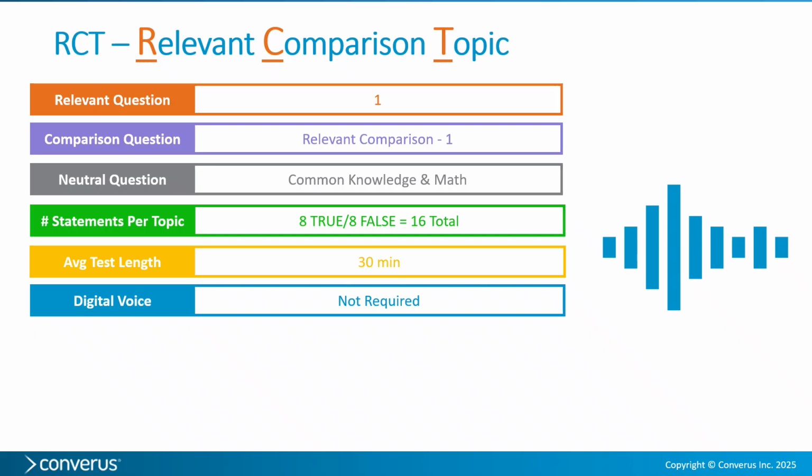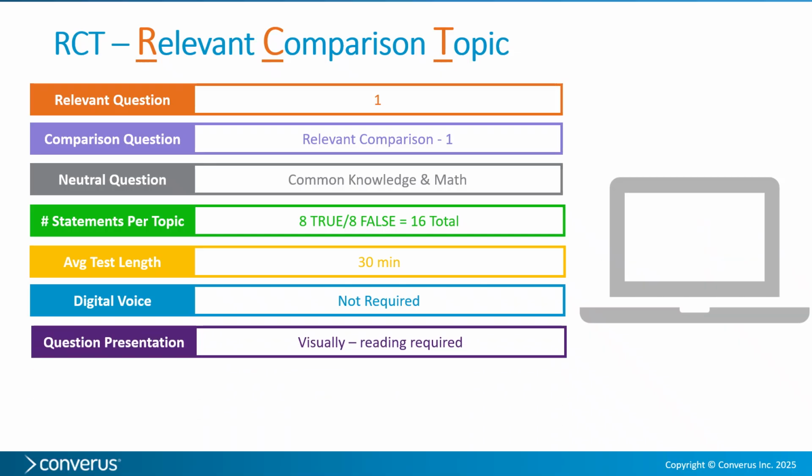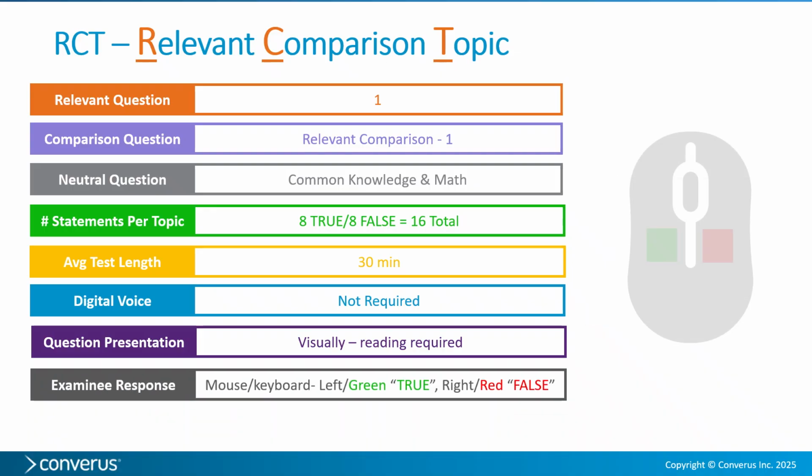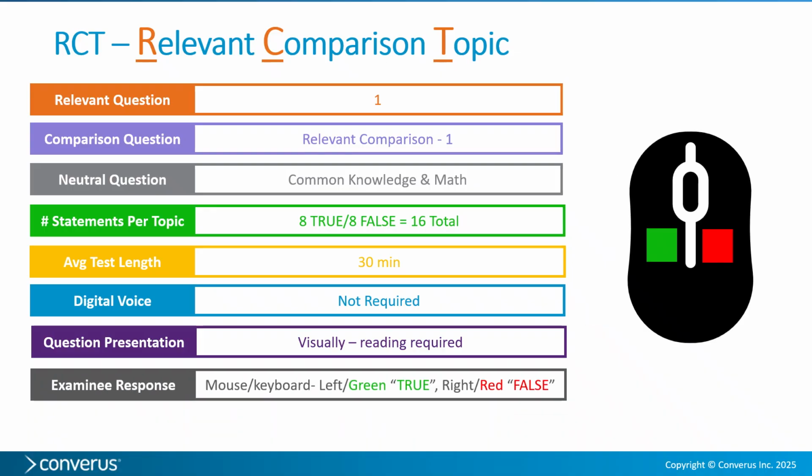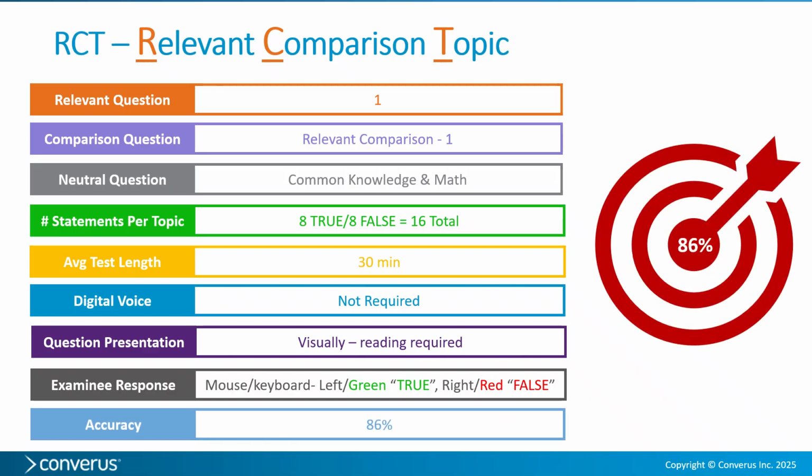aloud the pre-test instructions. The test questions are presented visually, and so reading is required. The examinee responds the same way as MCT with clicking the mouse or the keyboard. And test accuracy is around 86%. We might recommend you use the RCT protocol if you need a single issue only and the directed lie is too hard for your examinee.